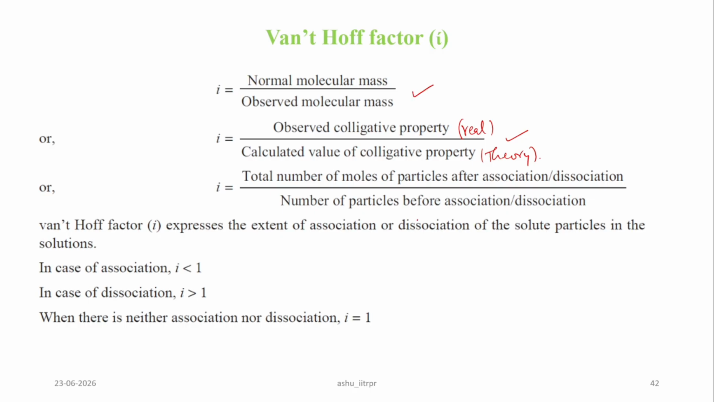And the third formula is I is the total number of moles of particles after association or dissociation divided by the total number of particles before association or dissociation. Okay, so this criteria is very important. For association, it is less than 1. For dissociation, it is greater than 1. If I is equal to 1, that means there is neither association nor dissociation.